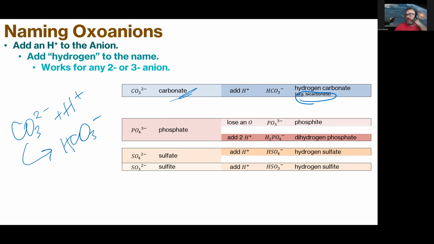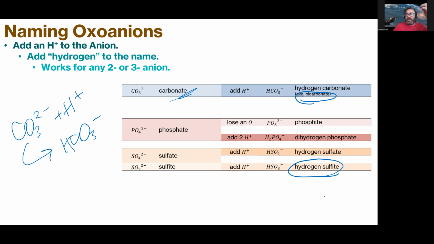This one also has a common name. You've probably heard of bicarbonate, sodium bicarbonate, for example. This is household baking soda. We'll use that in the lab all the time. But bicarbonate is still used. Sometimes you hear people say bisulfite, but that's falling out of favor for hydrogen sulfite.